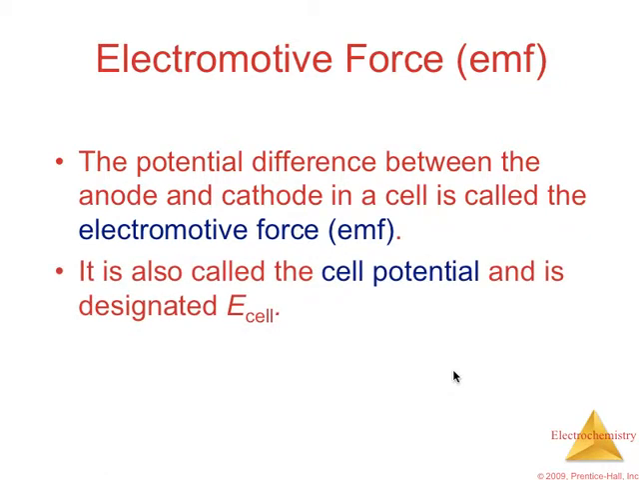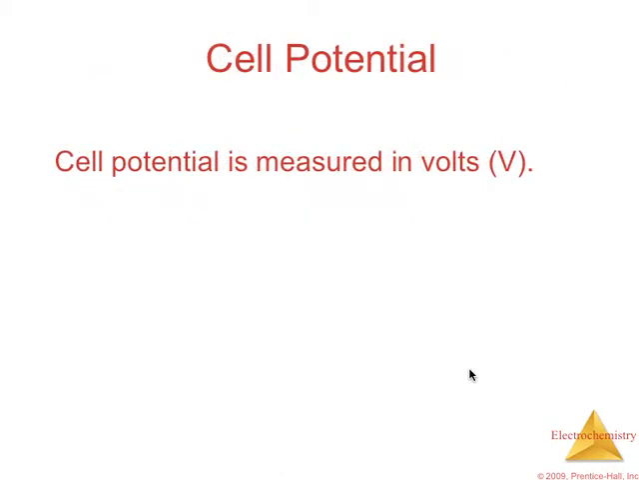It is also called the cell potential, so relating it back to that voltaic cell, and it is designated by a capital E with the subscript cell. So this is the potential, the amount of energy that we can get out of a voltaic cell. Cell potential is measured in volts. It's important to note that 1 volt is 1 joule per coulomb.